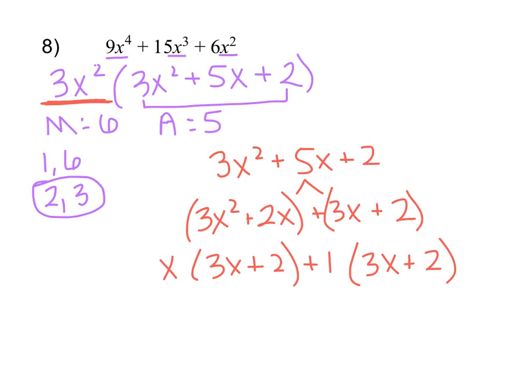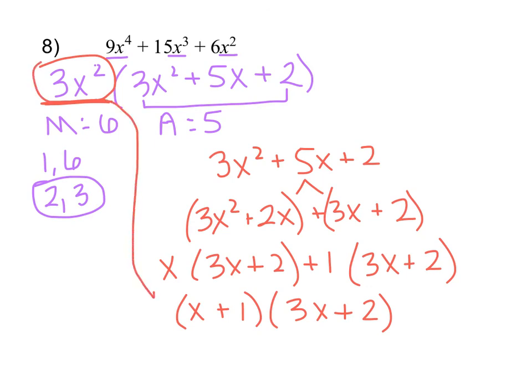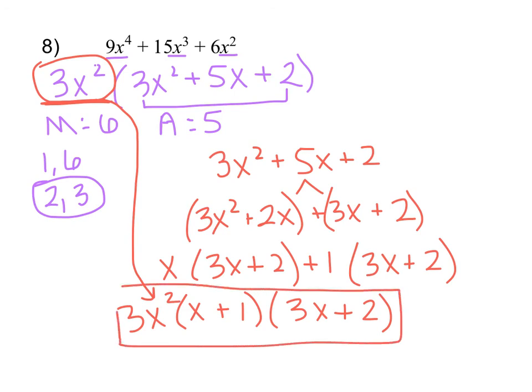So now the two terms are going to be x plus 1 is our first binomial, and 3x plus 2 is our second binomial. And then don't forget about that 3x squared that we pulled out all the way at the beginning. So this would be our final answer: 3x squared times x plus 1 times 3x plus 2.